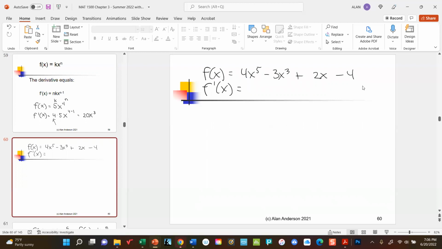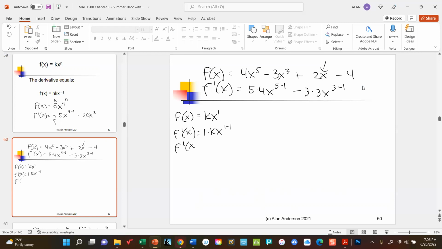Okay, so like this first term would be 5 times 4x to the 5 minus 1. Then we have minus 3 times 3, x to the 3 minus 1. Now, this one, remember, when you just have a constant multiplied by x, let me just put this over here. If f of x is simply kx, based on the power rule, remember there's an implicit 1 here. We'd have 1 times k times x to the 1 minus 1 power, which means kx to the 0, which of course is just 1. So f prime of x is just k.